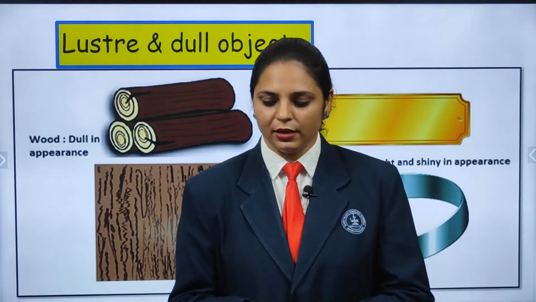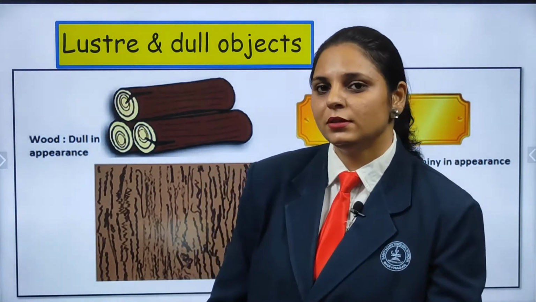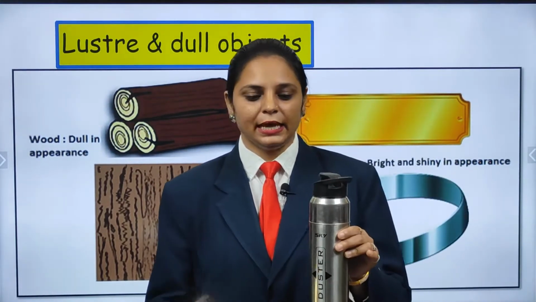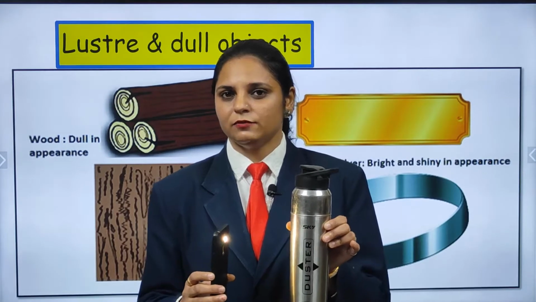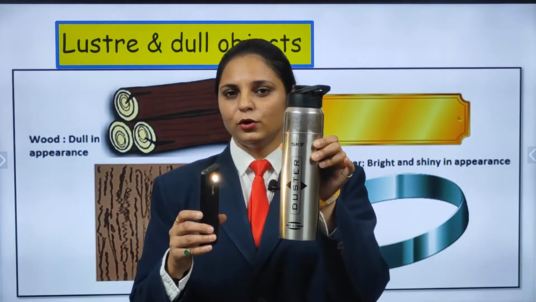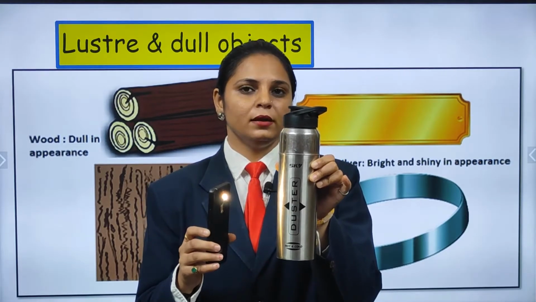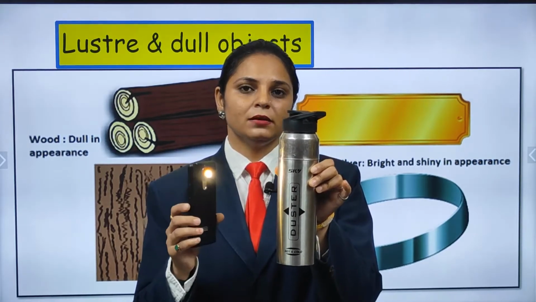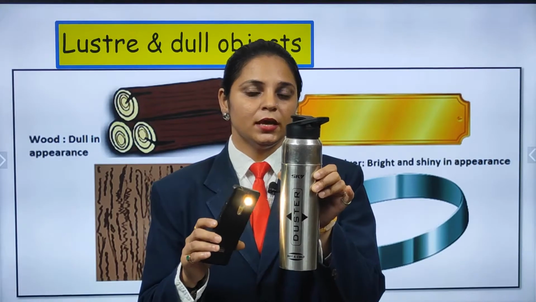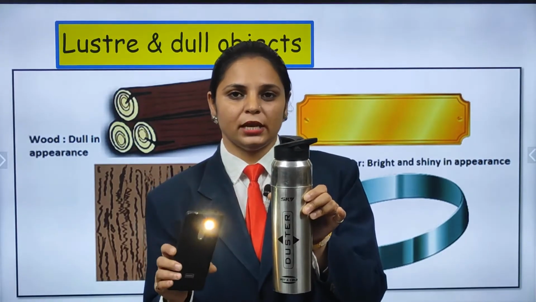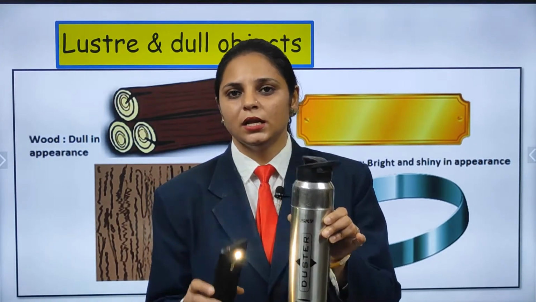Luster is a shine. Say for example, if I reflect a light on a shiny metal surface, what is observed? It's shining when the light is reflected on it. When the light is reflected, it possesses a shine. That shine is known as luster.